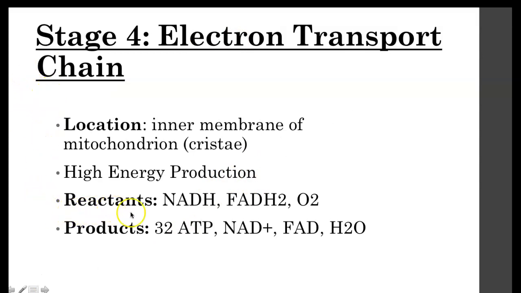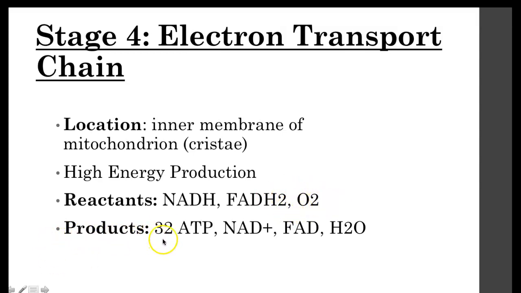The reactants needed are NAD and FAD, and remember that NAD and FAD were produced in the Krebs cycle. They carry these high energy electrons, and they also carry these hydrogens, which are going to be used as protons, and they're going to be pumped across the membrane, and they're going to be used to go through the ATP synthase to make ATP. And then also we're inputting oxygen here.